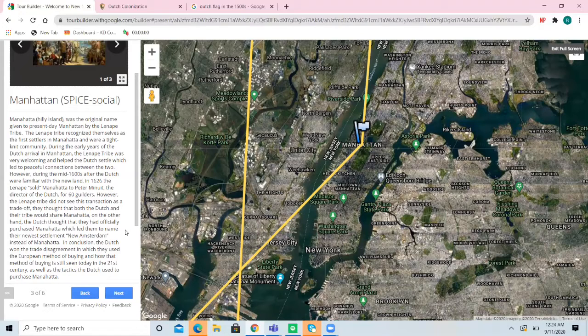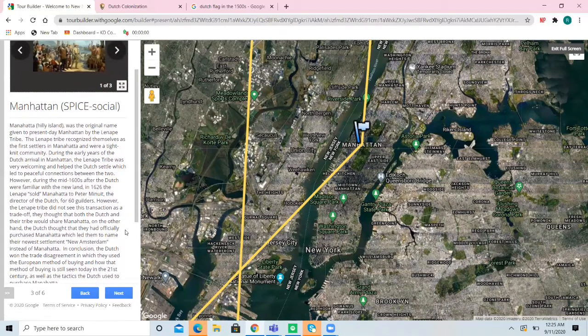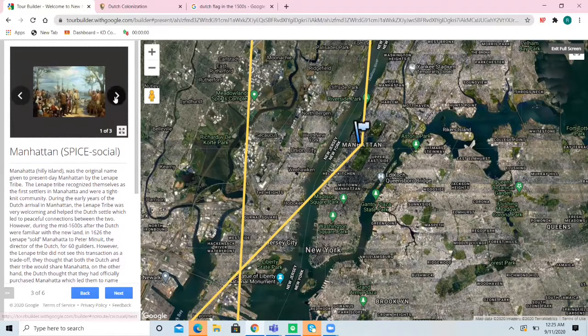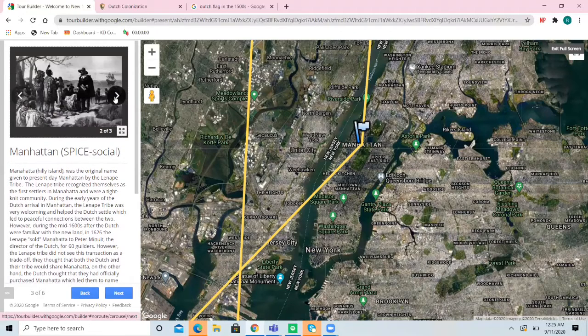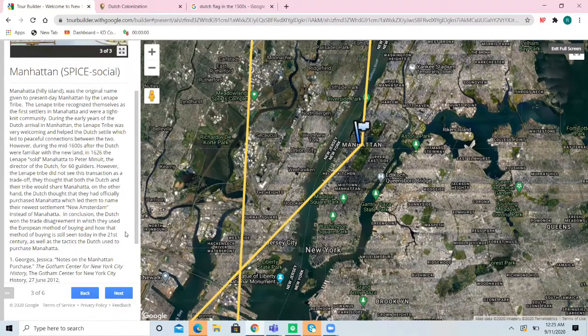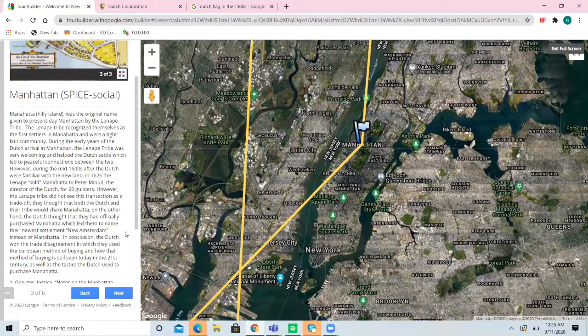In the end, however, the Dutch got ultimate authority of the land and changed the name from Manhattan to New Amsterdam. Finally, the Dutch/European method of buying land is still seen today in the 21st century. So let's go ahead and go to the next location.